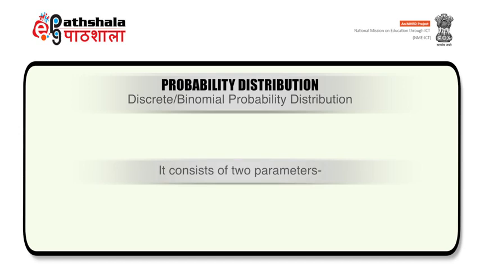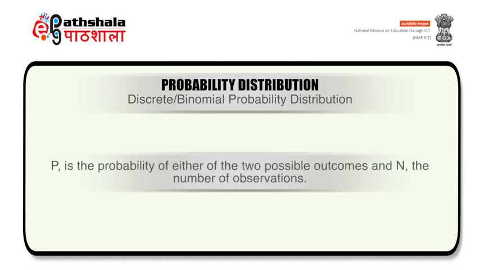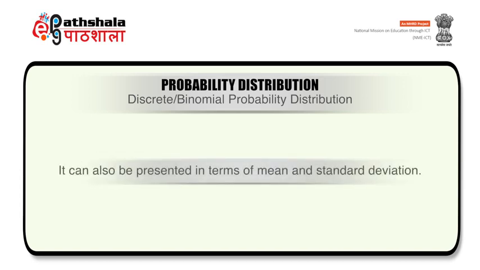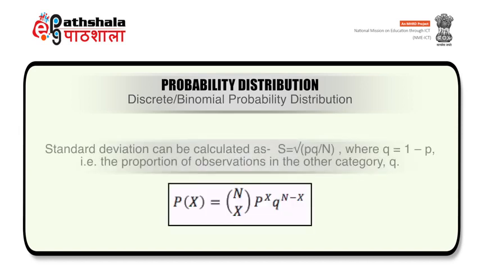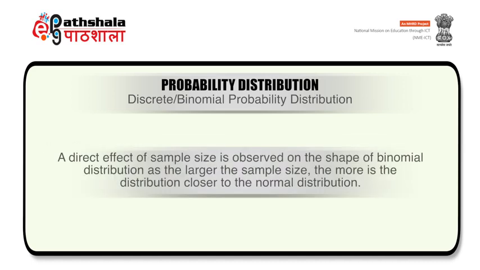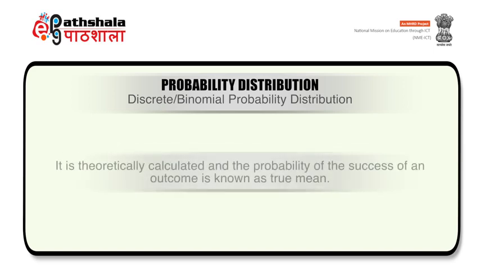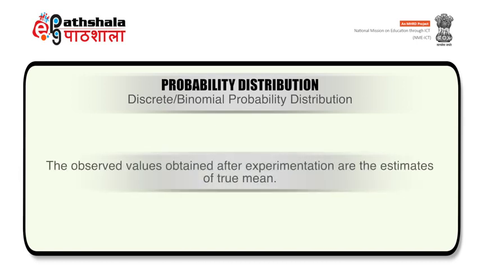It consists of two parameters: P, the probability of either of the two possible outcomes, and N, the number of observations. It can also be presented in terms of mean and standard deviation. Mean is the true probability of success. Standard deviation can be calculated as shown on the screen. A direct effect of sample size is observed on the shape of the binomial distribution, as the larger the sample size, the closer the distribution is to the normal distribution. It is theoretically calculated, and the probability of the success of an outcome is known as the true mean. The observed values obtained after experimentation are the estimates of the true mean.